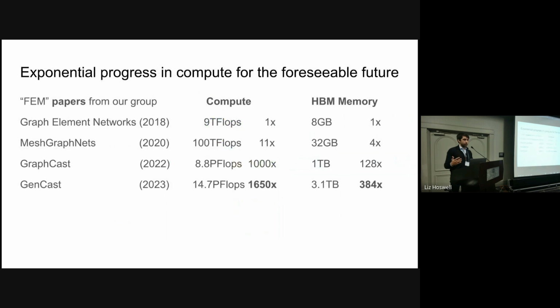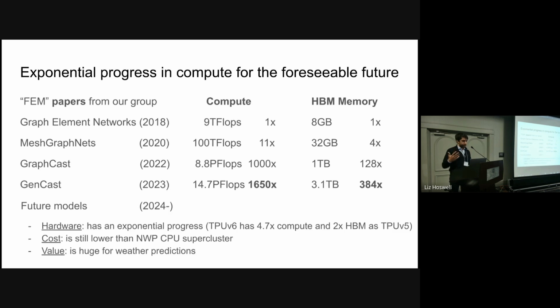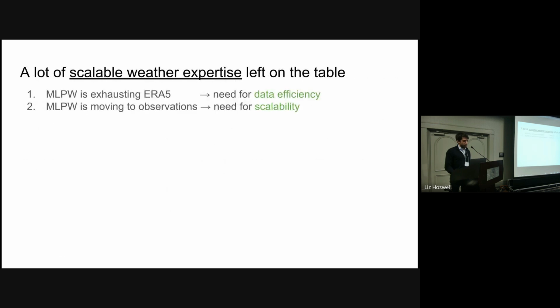But we've moved along a lot since then, right? We now have more than 1,000 times more compute, more than 300 times the memory, and also better engineers that optimize the code a lot. And if we look at future models, we already know that future TPU versions are going to be a scale better than present models. We know that we can still increase the cost and be much cheaper than NWPs. And we know that there's a lot of value in weather prediction, so we can justify this increased cost as well.